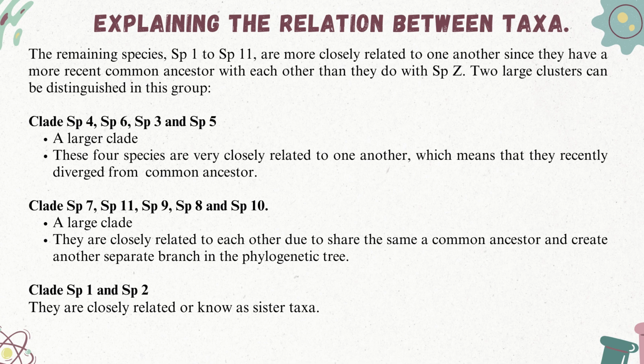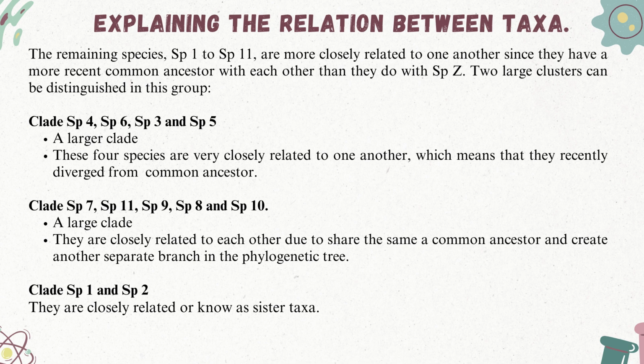First, the clade of species 4, species 6, species 3, and species 5, which is a larger clade. These four species are very closely related to one another, which means that they recently diverged from a common ancestor. The second one is the clade of species 7, species 11, species 9, species 8, and species 10. This is a large clade.